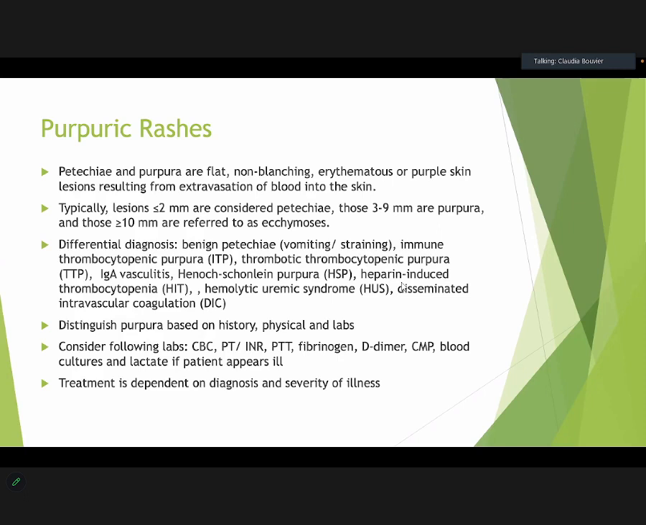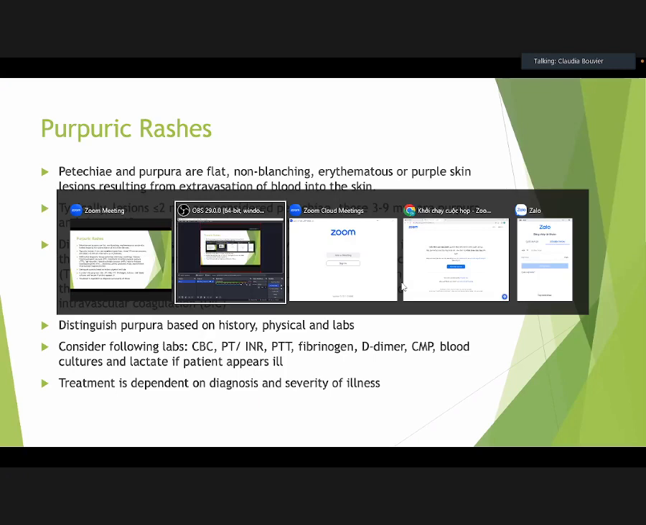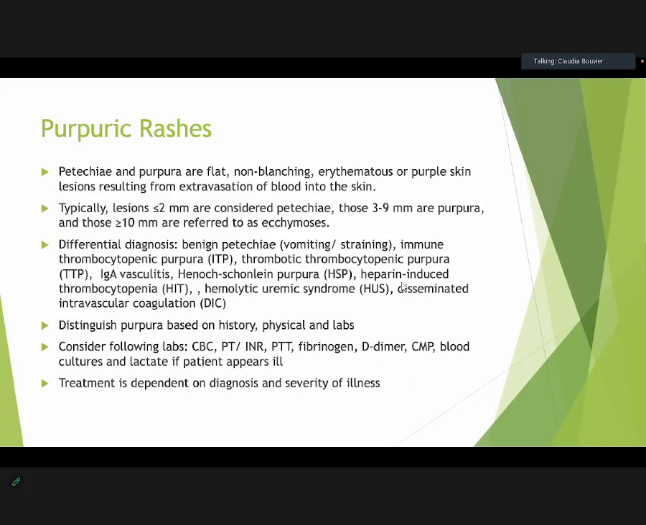The differential diagnosis, like I said, meningitis, but benign petechiae, you can get this from vomiting or straining, you've seen it around the eyes. Then immune thrombocytopenic purpura, thrombotic thrombocytopenic purpura, TTP, IgA vasculitis, Henoch-Schönlein purpura, or HSP, which is very common in children, or much more common, heparin-induced thrombocytopenia, or HIT, hemolytic uremic syndrome, HUS, or disseminated intravascular coagulation.